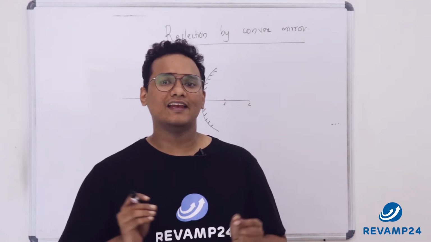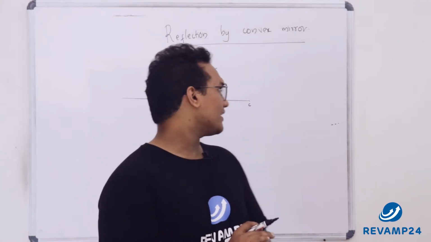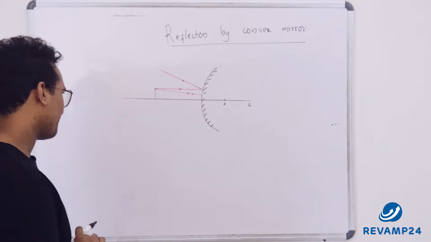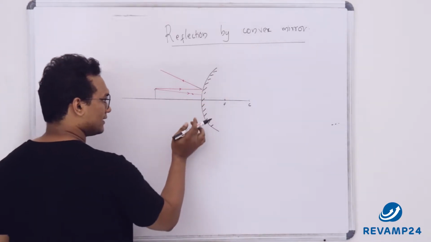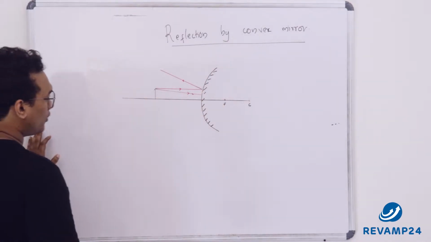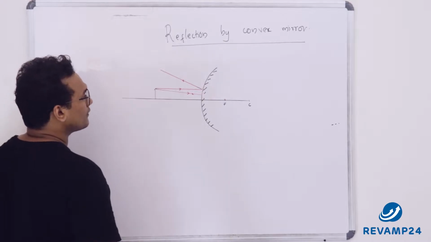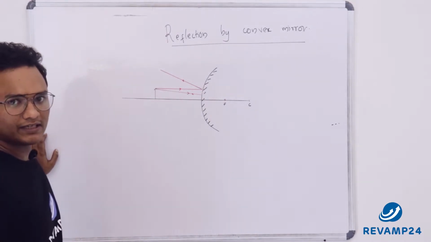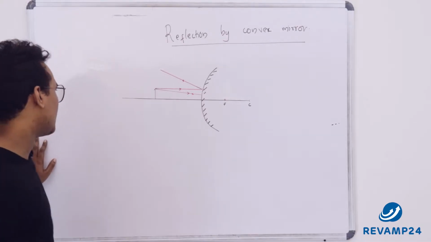In this video, I will explain image formation by a convex mirror. This is the convex mirror. This side is polished and this side is painted. Here I have kept my object. For the image formation, I need a minimum of 2 rays, right?